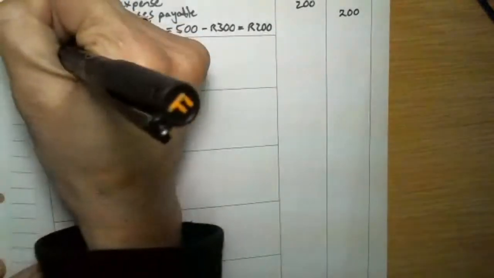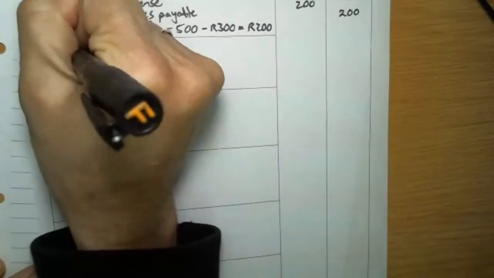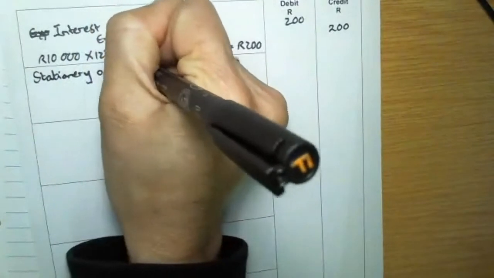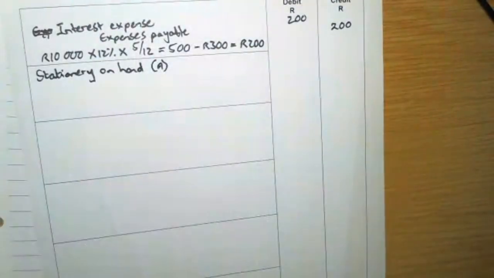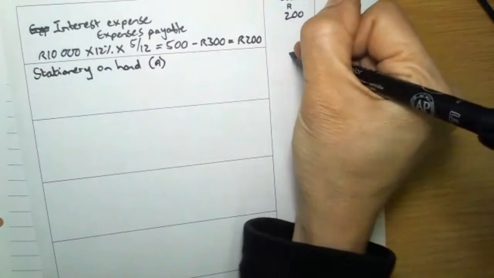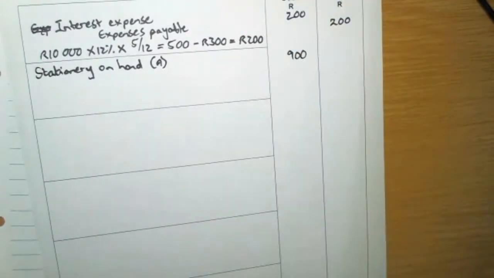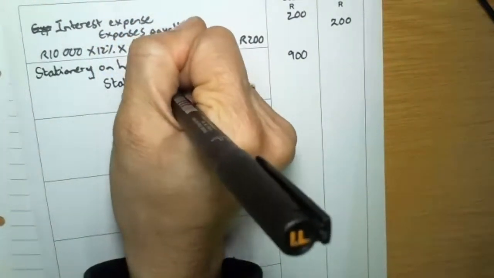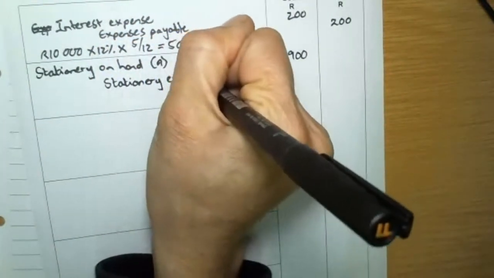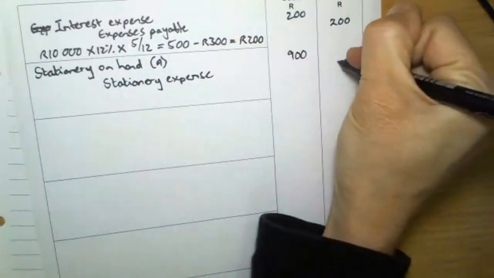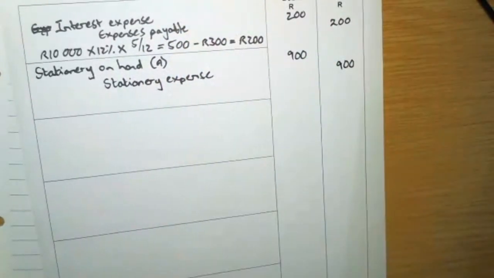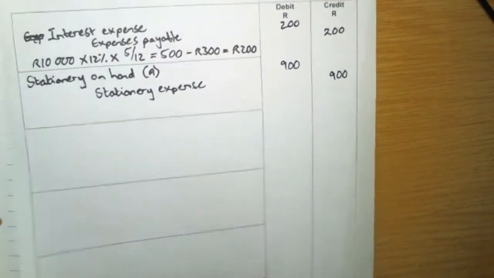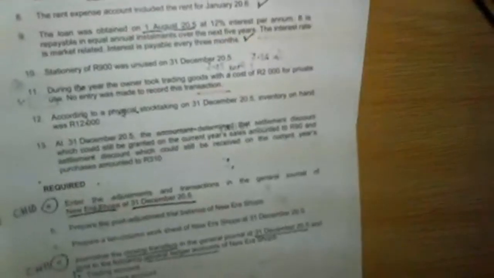So my journal entry is I'm going to debit stationery on hand, which is my asset, excuse me, it's a bit early. Stationery on hand is my asset, and my asset is 900. And I'm going to take this out of stationery expense because this 900 hasn't been used during this year. So the amount that's left in my stationery account will be the actual stationery that was used during the period.